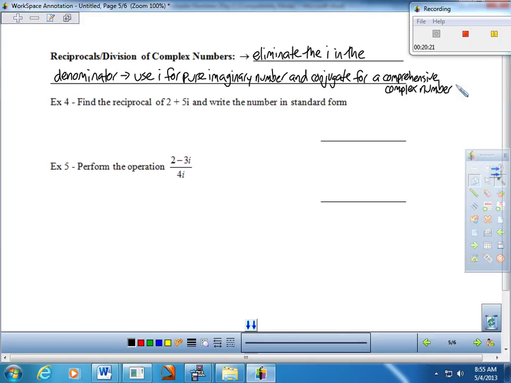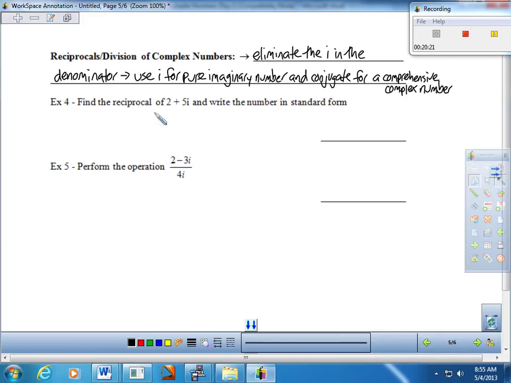And you'll see this obviously in action with examples 4 and 5. So if you're looking at that, not sure what to make of it, give it a moment or two if you would. Well, let's go do example 4. Example 4 states, find the reciprocal of this right here, and of course, write the number in standard form.